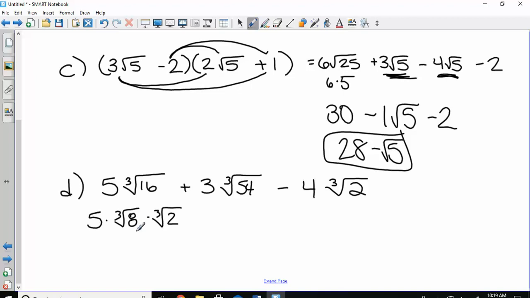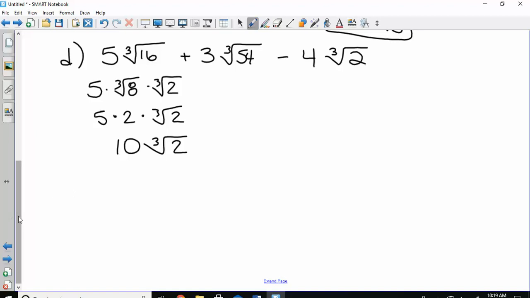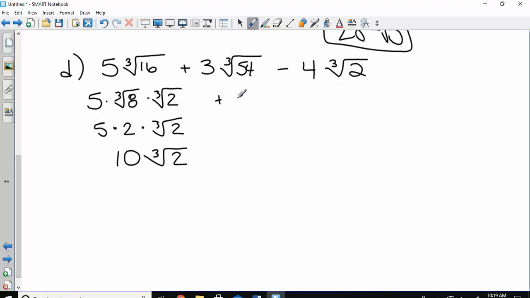8 and 2. The cube root of 8 is 2 times the 5 that's already there, which just means 5 times 2 times the cube root of 2. So I get 10 cube root of 2. And you don't necessarily have to show all this work. I'm just trying to show you exactly what I'm doing here.